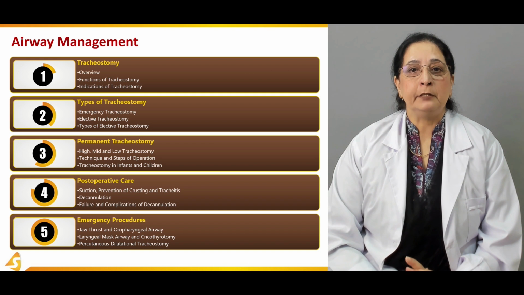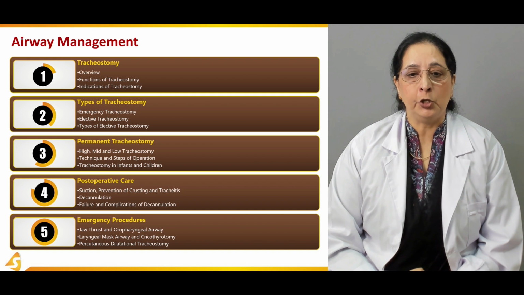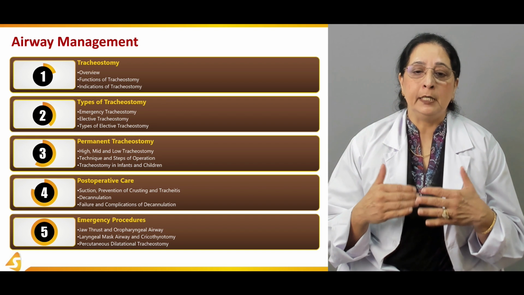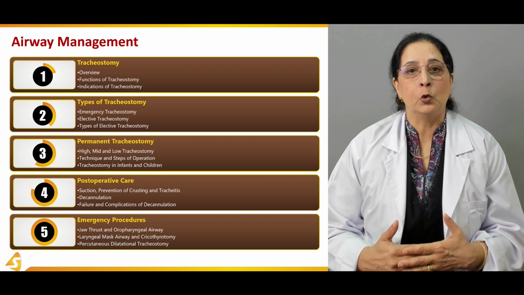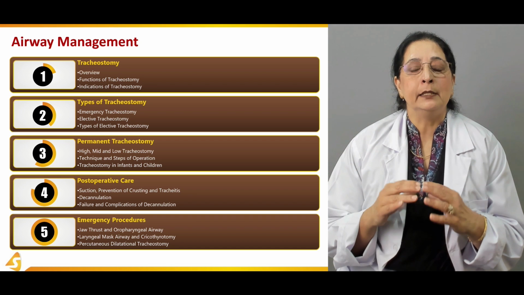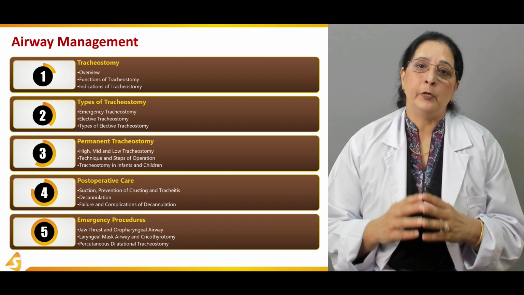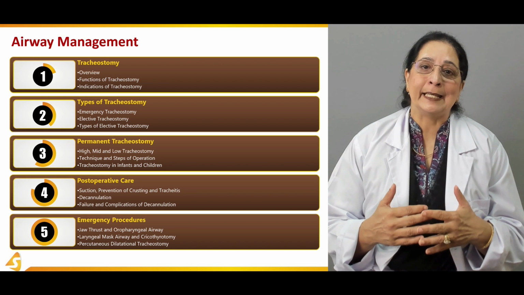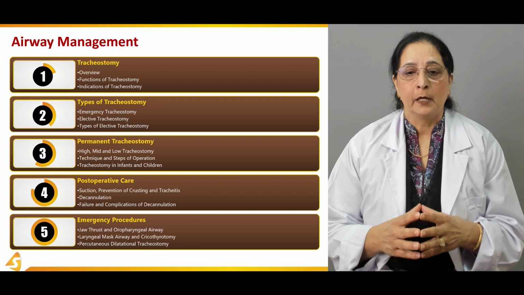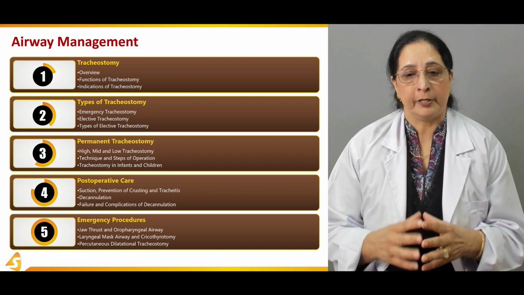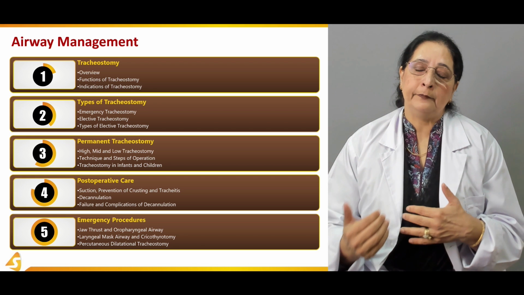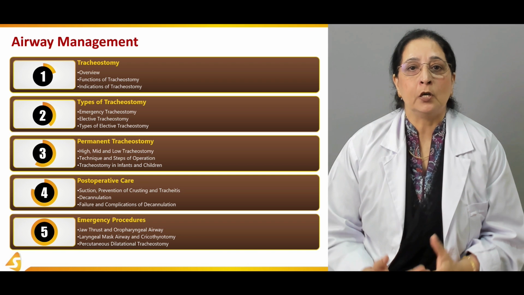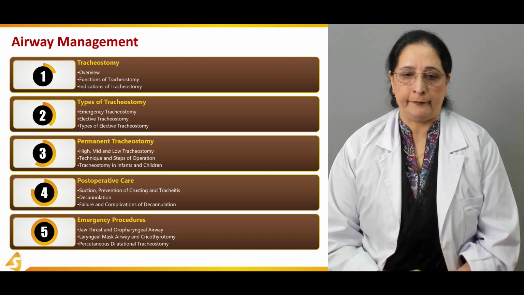In the third section, we will talk about the condition known as permanent tracheostomy, which can be the high, mid, and low tracheostomy, depending on the level of trachea at which tracheostomy can be performed. Then we will talk about the technique and steps of operation of tracheostomy. Then we will discuss in the third section also the tracheostomy in children and infants.